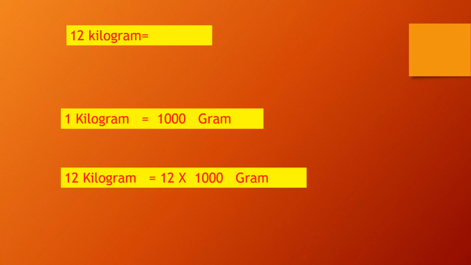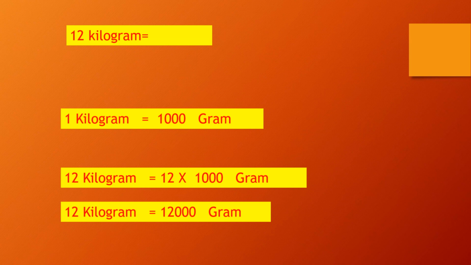12 into 1000. We already learned, bigger unit to a smaller unit, you have to multiply. So multiply by 1000. So 12 kilogram is equal to 12,000 gram. So the answer is 12 kilogram is equal to 12,000 gram. This is a correct answer.